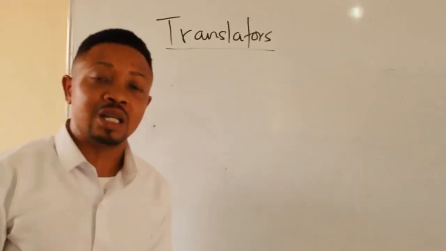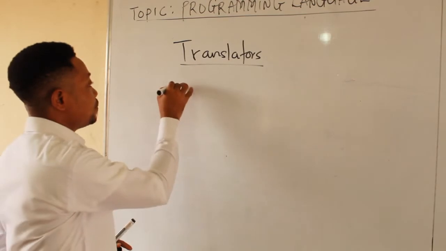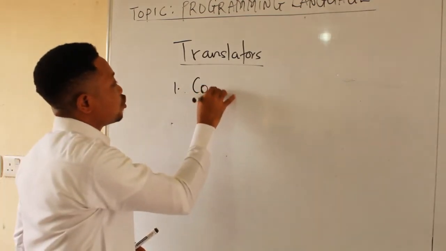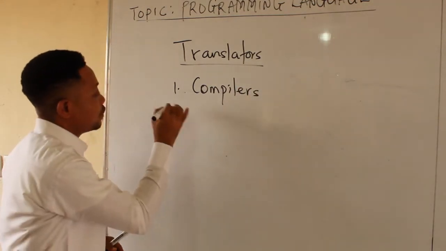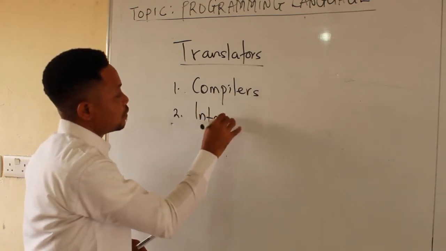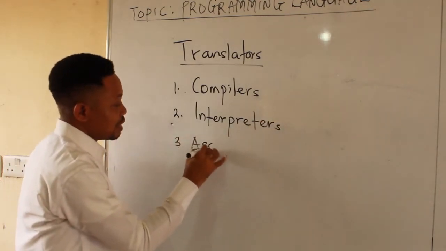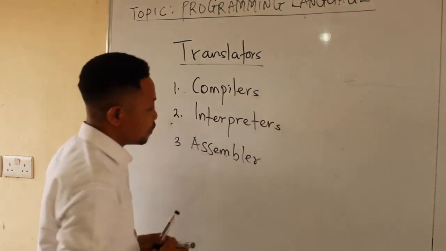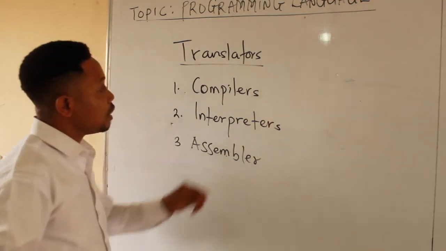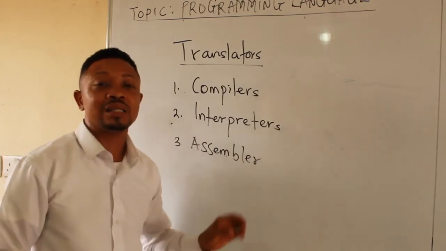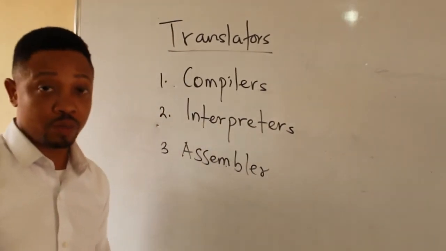Now, in translators, we have basically three types of translators. The first one is what we call the compilers. We have the interpreters, and we have the assembler. We have explained the assembler before, but we can still explain it again. The compilers, interpreters, and assemblers are all the types of translators that we have. Are you with me? Fine.